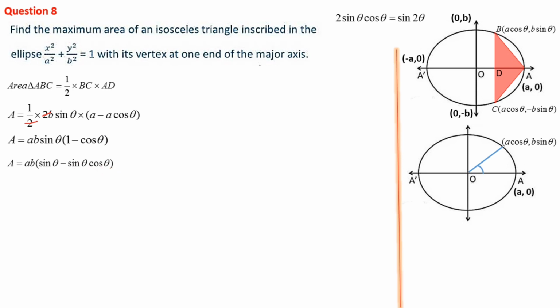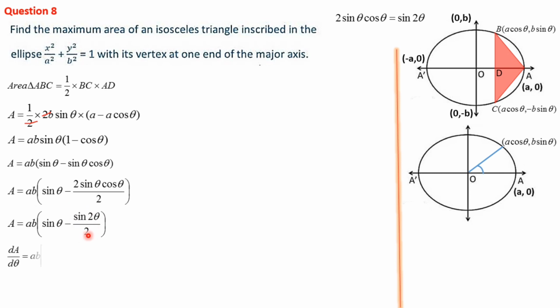Then we know that 2 sin theta cos theta is the sin 2 theta formula. But here we have sin theta cos theta. If there is a 2 in the numerator, then we can apply this formula. So I keep 2 in the numerator and at the same time divide by 2 also. ab into sin theta minus 2 sin theta cos theta divided by 2. Now 2 sin theta cos theta we can write as sin 2 theta. So A is equal to ab into sin theta minus sin 2 theta divided by 2.